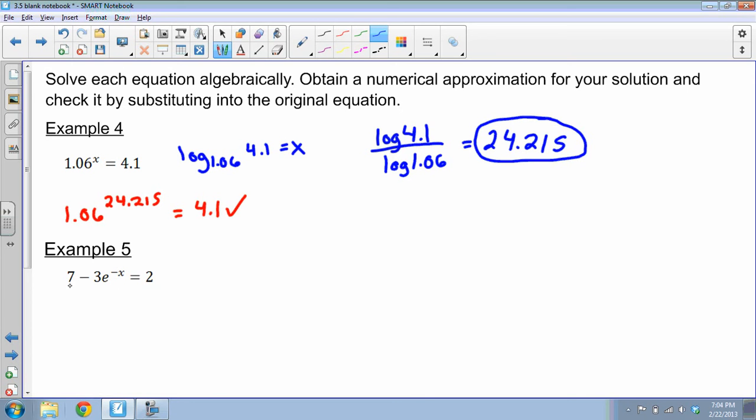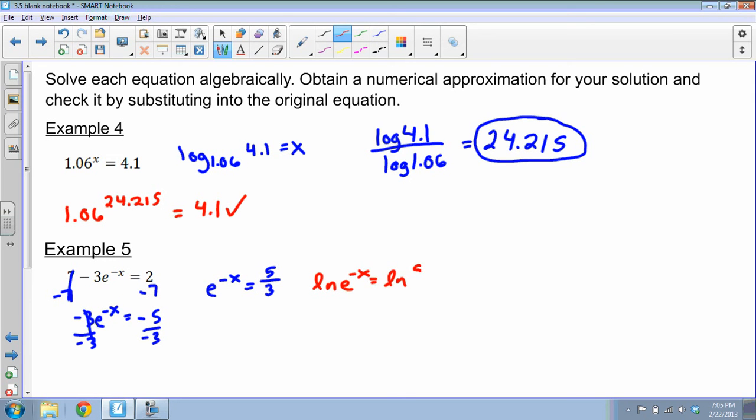Example 5, we want to start off by getting this e by itself. When we have e in an equation, there's something we can do that's a little cooler. We can use natural logs, which a lot of times, it seems like it works out nicer. Anyway, 2 minus 7 here is negative 5. Let's divide by negative 3. And that gives us e to the negative x equals, a negative and a negative cancel, and give us 5/3. Now, the neat thing we can do here is we can take the natural log of each side.